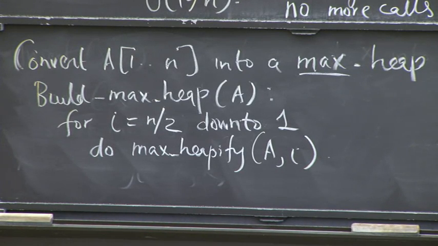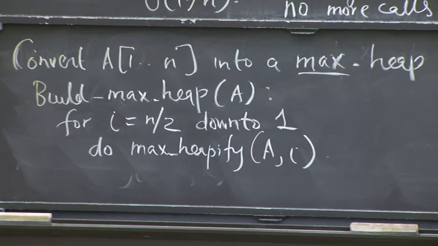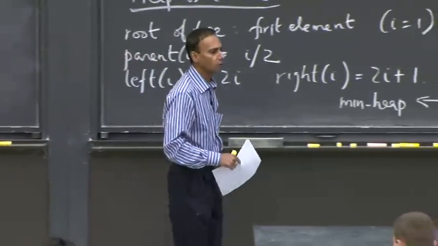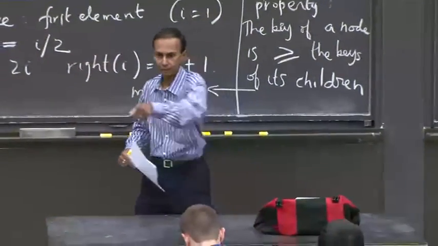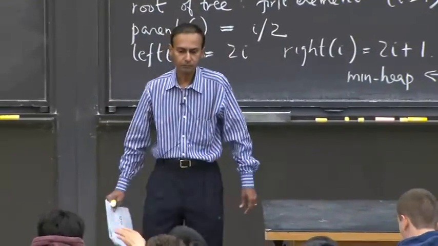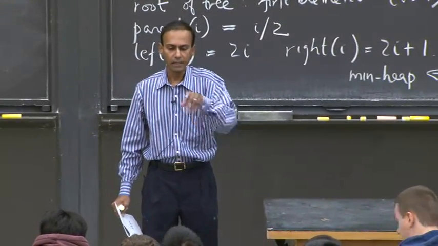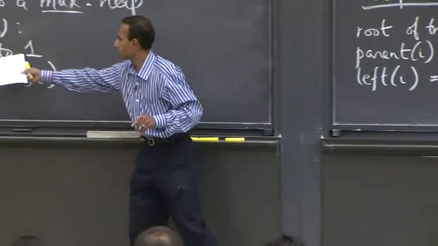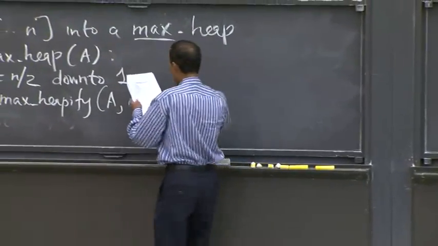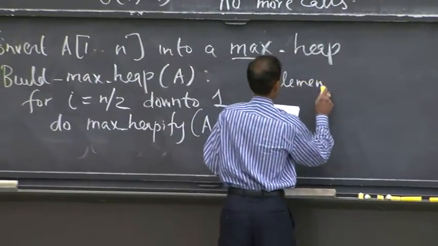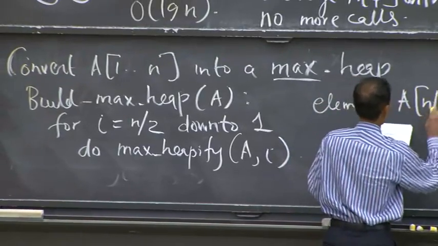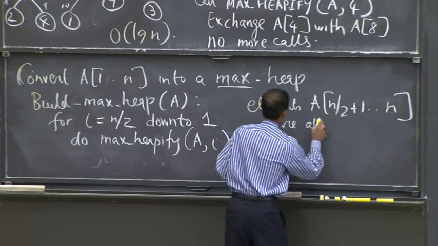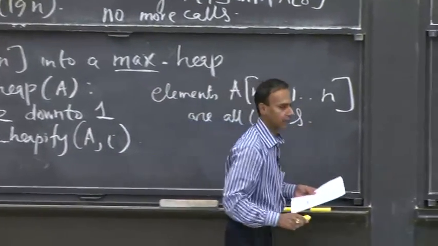All right? So someone explain to me why I can start with n over 2 and why I'm going down to 1. Yep, I saw you first. Leaves are good. So leaves are good. I'll let you go on in a second. Leaves are good because if you look at elements A of n over 2 plus 1 through n, they are all leaves. Okay? That's a good observation.